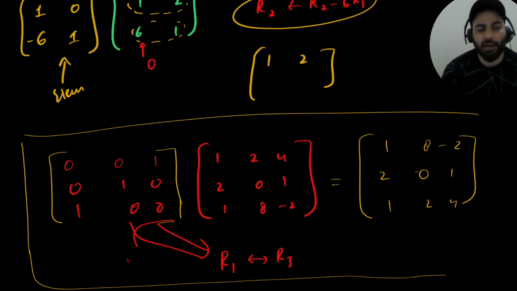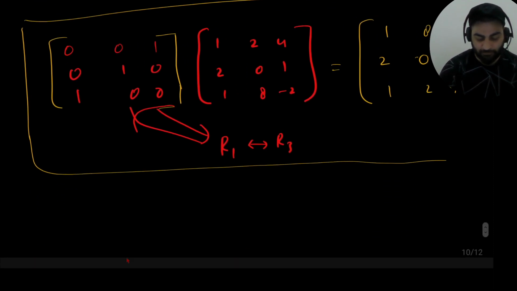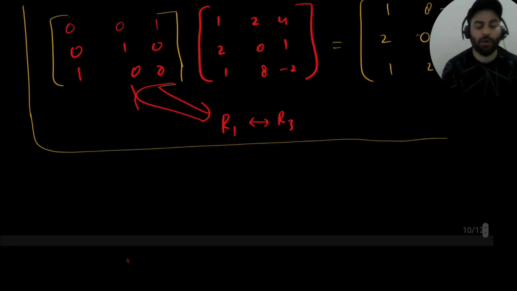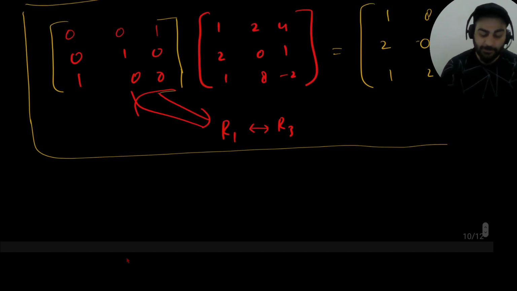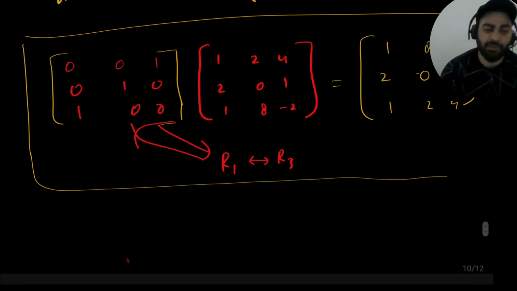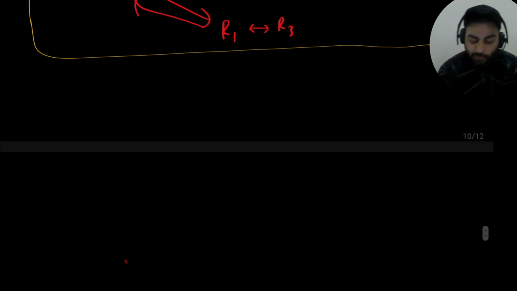Is it clear, Omar? Are you there? Is it clear? Okay. So you now understood the concept of these elementary matrices, how to capture these elementary operations into an elementary matrix. So that's the concept. Now if we have a matrix, let's suppose A.